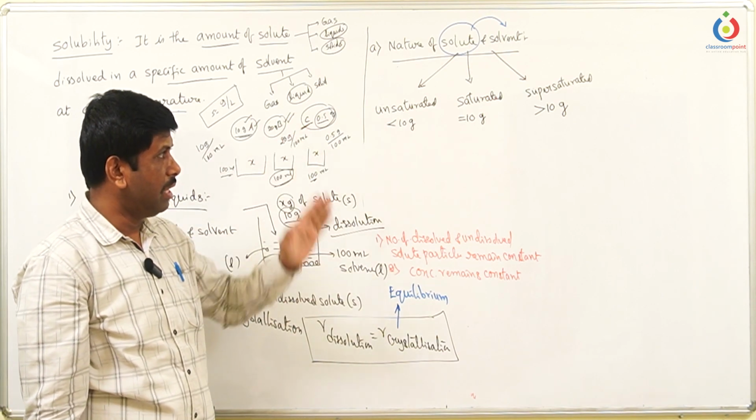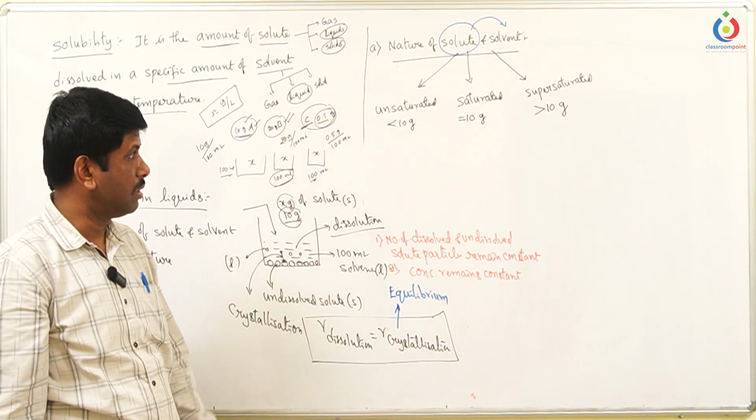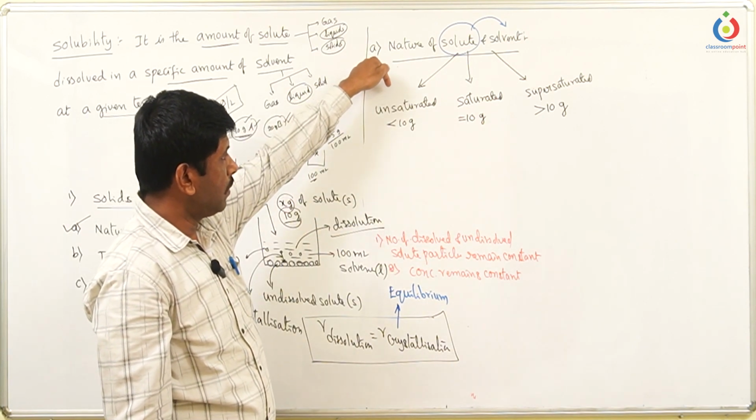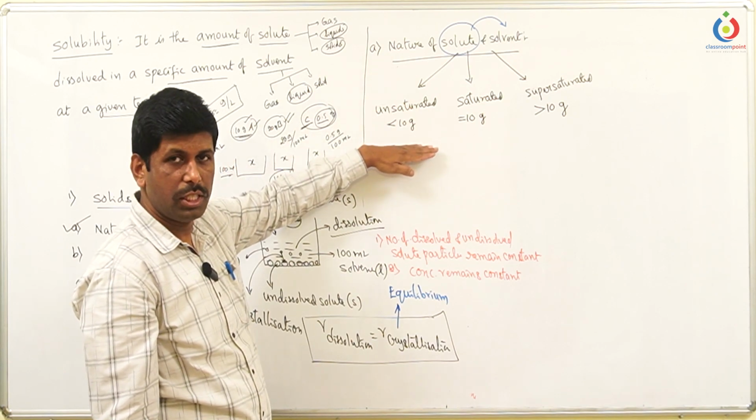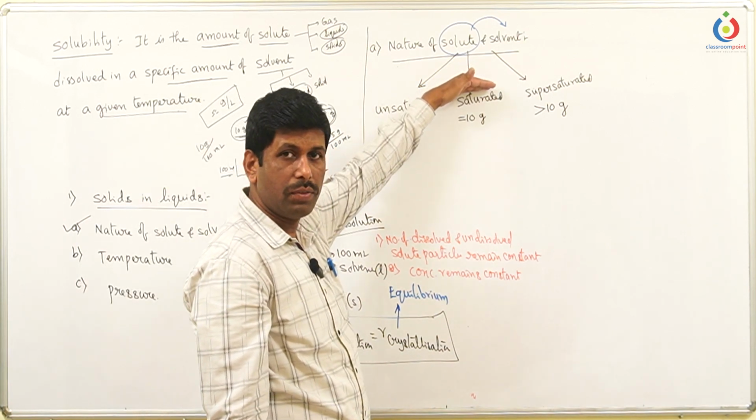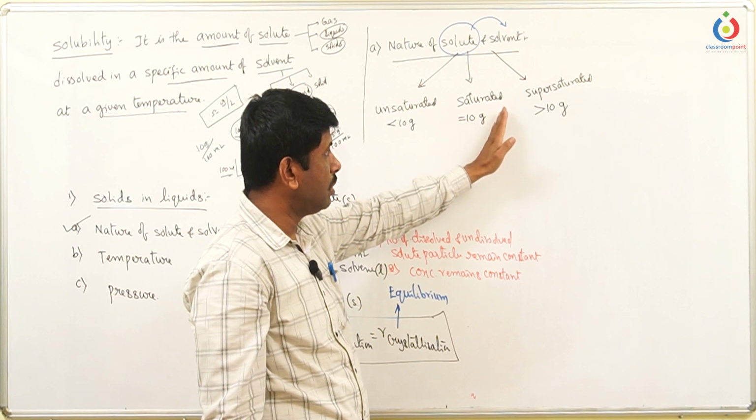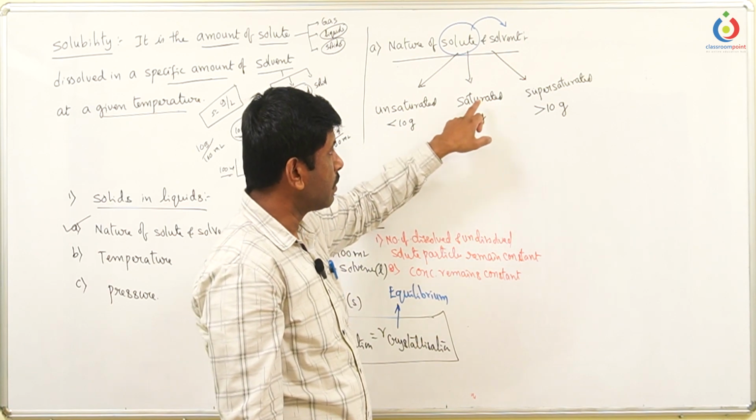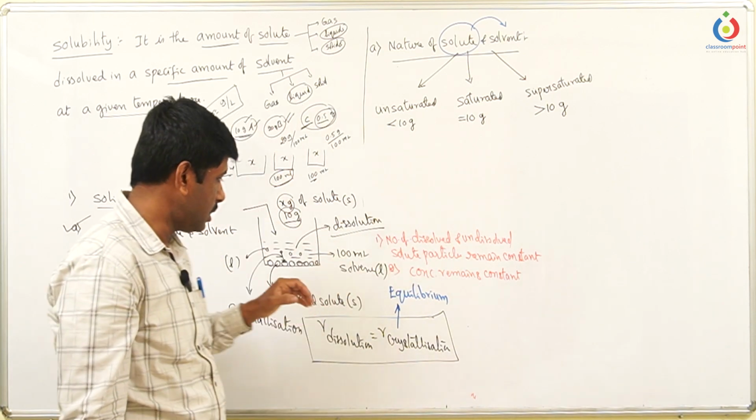Now let us try to add some solute to all these types of solutions: unsaturated, saturated and supersaturated. If extra solute is added to the unsaturated solution, it goes into the solution because it still has space, so no precipitation occurs. If you add extra solute to the saturated solution, there is a chance for it to convert into a supersaturated solution by applying some force. That's why precipitation does not occur here, but whatever extra solute you add settles down.